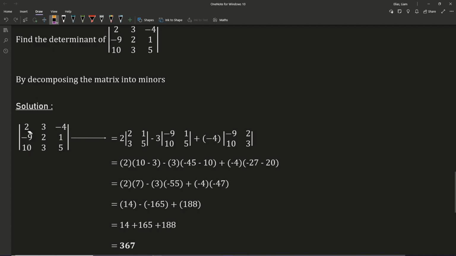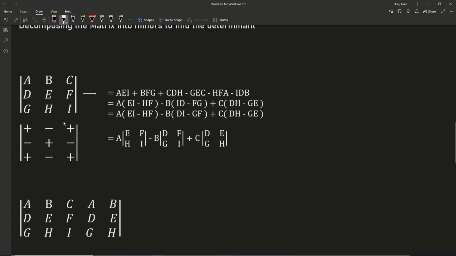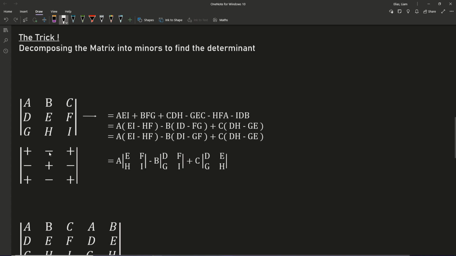Then we'll move on to the next term in the top row. So we'll cross out the column it's in, cross out the row it's in, and you get negative 9 times 5 and 10 times 1, same matrix that we have here, and 3 was the number we used, and the reason it's being subtracted is because of our little pattern here. This is the position 3 was in, so it's going to be negative.